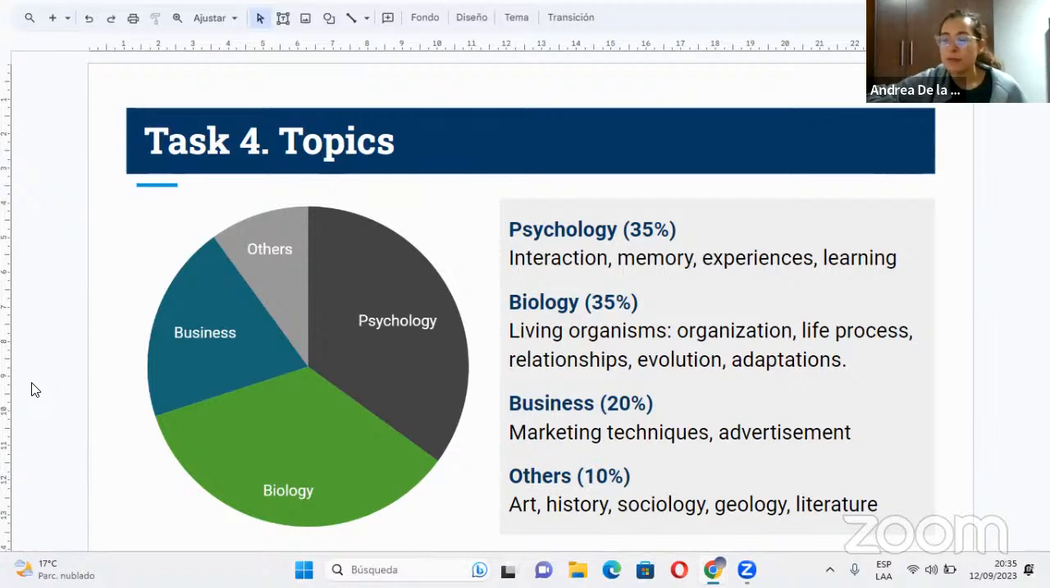And of course, as everything, there's a margin of error. So there's a small chance that you can have something different, maybe something in the arts, sociology, let's say literature, history, and all of those other academic topics.